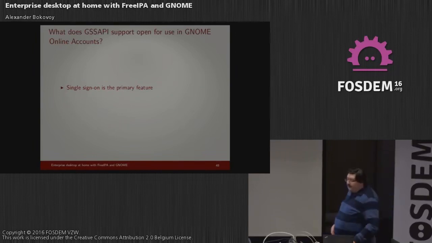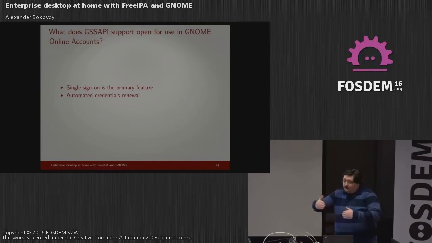So of course, single sign-on is the primary feature. It reduces the amount of interactions that you have to do. Then you can do the automated credentials renewal. Because if you have credentials and you can renew them, then you can roll on and do this for some external services.